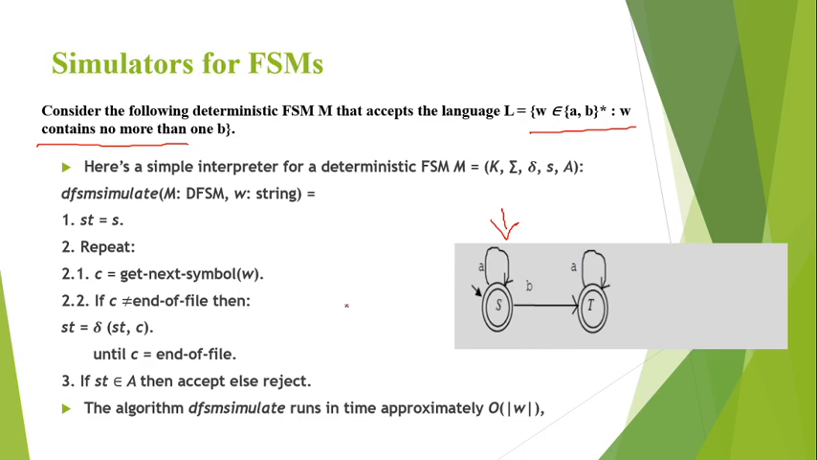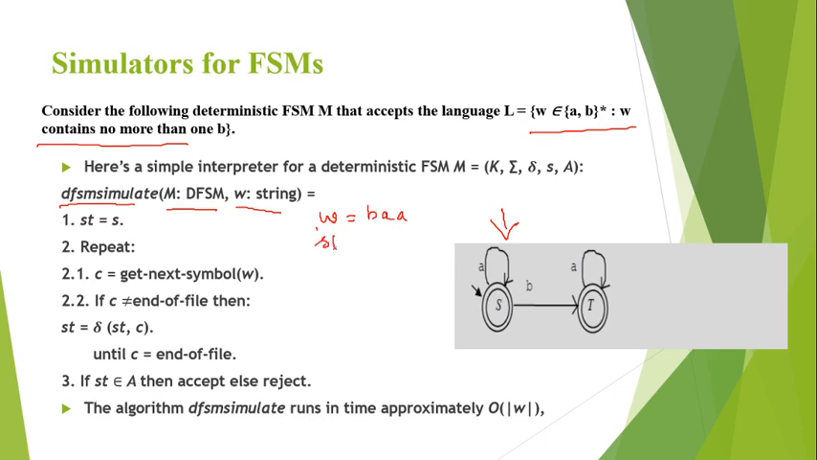Here is a simple interpreter for a deterministic FSM. The name is DFSM simulate and the input is a machine and a string, because to verify the correctness of the FSM we need to input a string. That's why I have considered here an input called BAA. We verify the correctness of this in the interpreter.